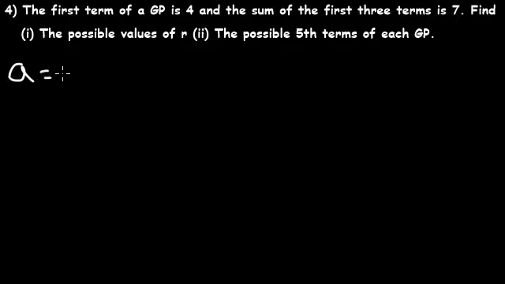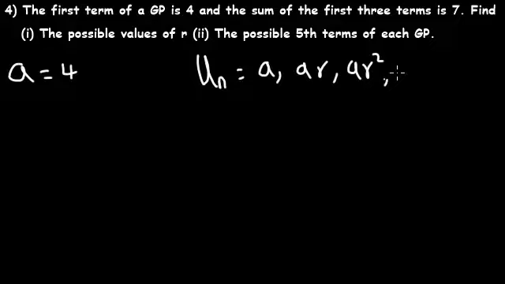That's the value of A, that's equal to 4. And the sum of the first 3 terms is 7. Keep in mind, for a series to take the pattern of a GP, it must be in this form: U of n is equal to A, the first term, second term AR, third term AR squared, fourth term AR cubed, and this continues like that all the way to AR to the power of n. Perfect.